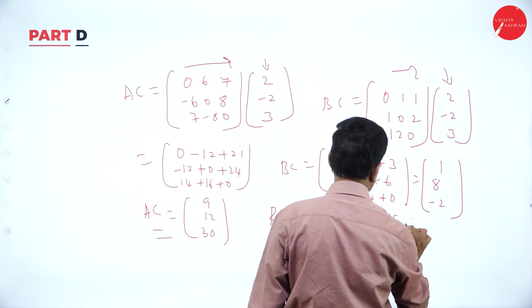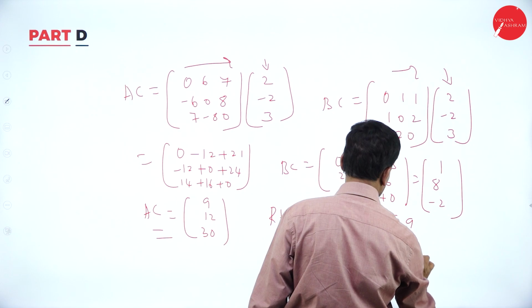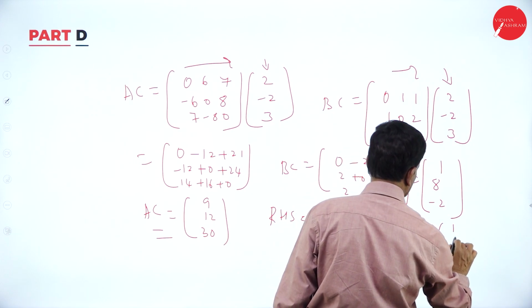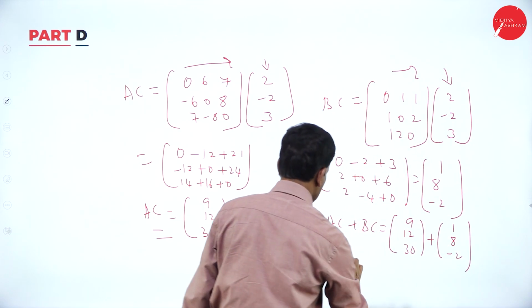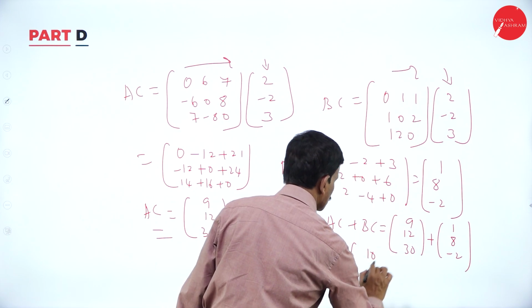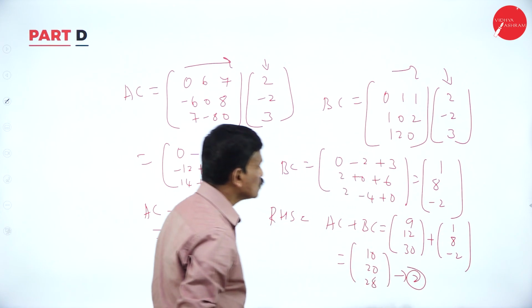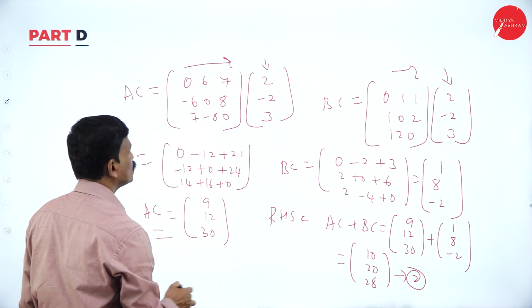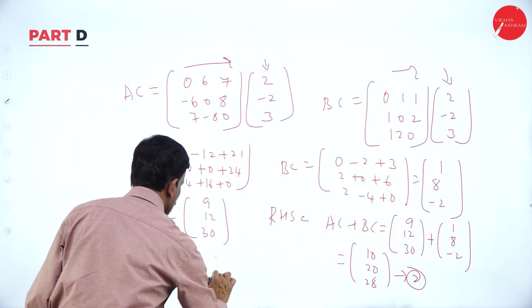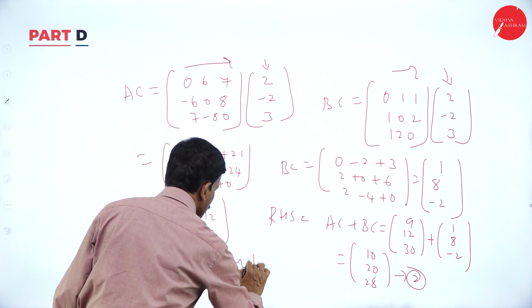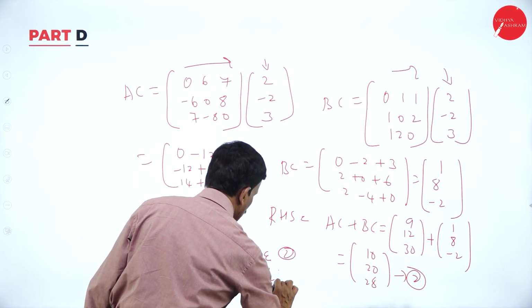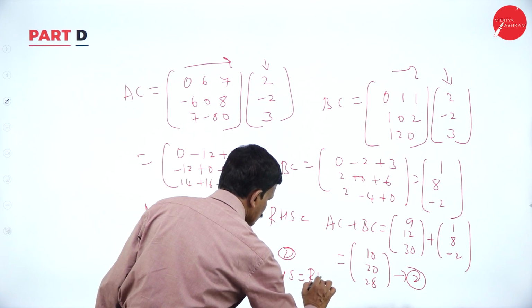What is AC? 9, 12, 30 plus 1, 8 minus 2. So if you add 10, 20 and 28, this is equation number 2. So what do you say from equation number 1 and 2? So from 1 and 2, LHS is equal to RHS.